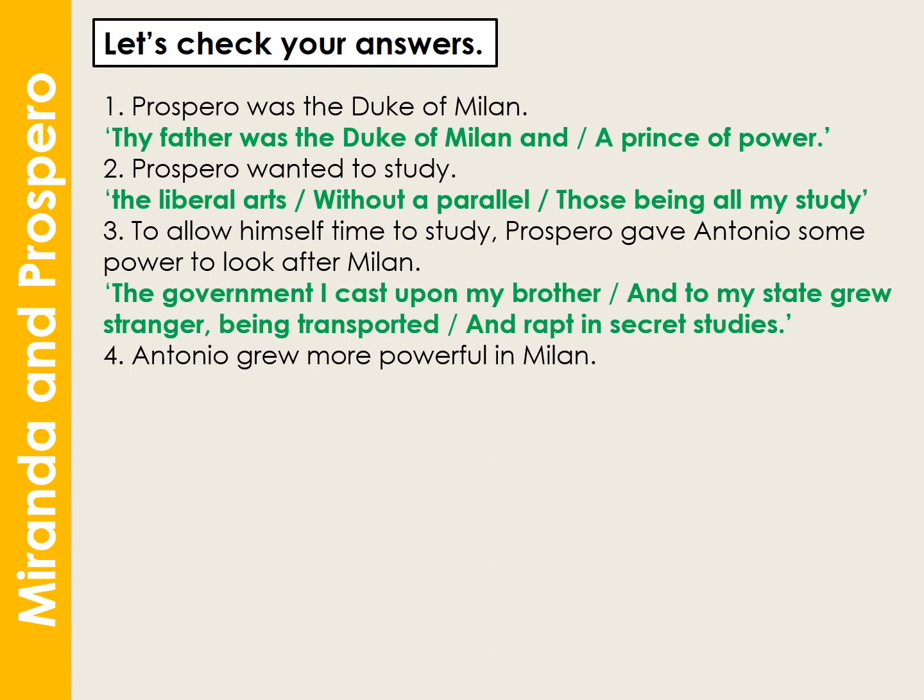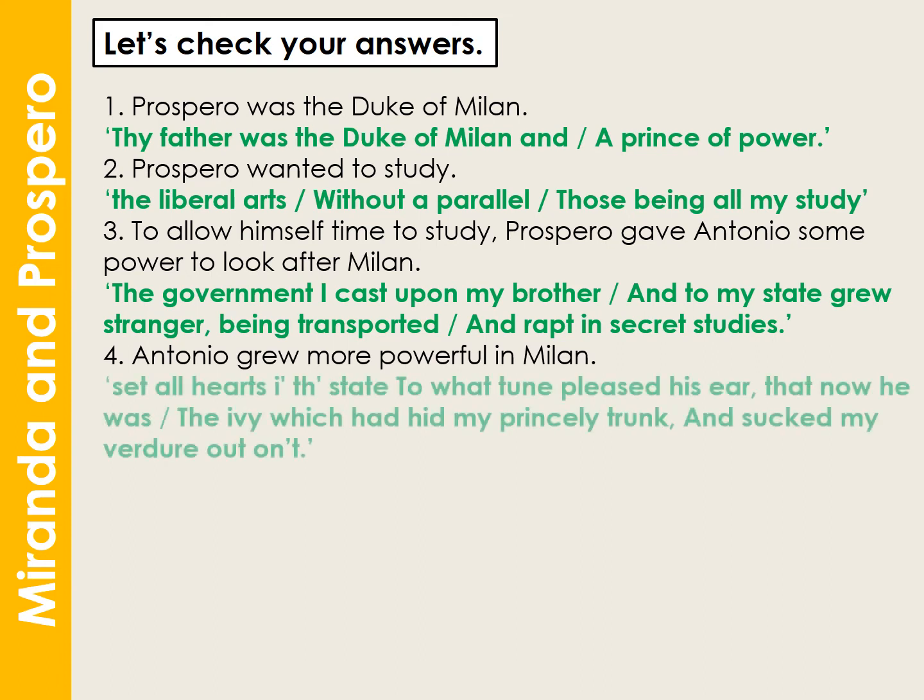Number 4, Antonio grew more powerful in Milan. You should have highlighted this one. "So set all hearts in the state to what tune pleased his ear, that now he was the ivy which had hid my princely trunk and sucked my verdure out on it." So he's doing whatever he wants basically in Milan, whatever pleases him, that's what he's doing.